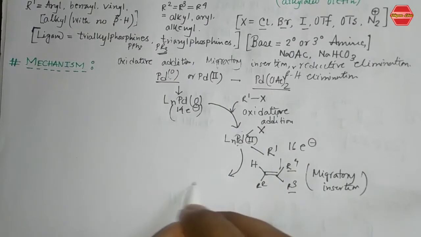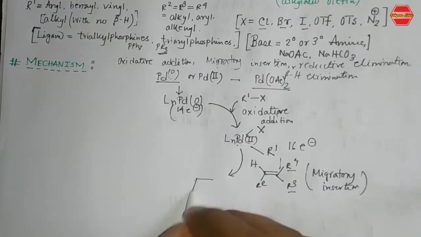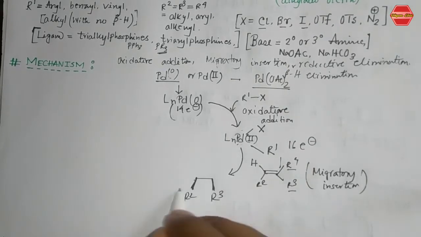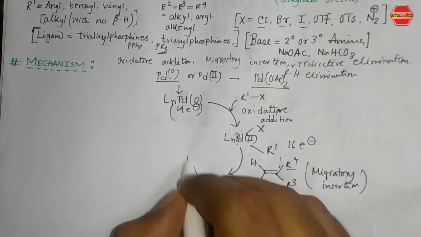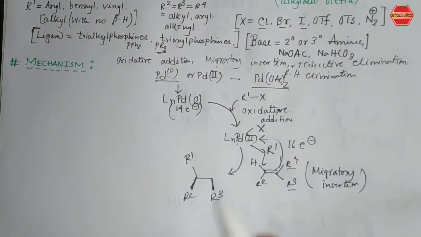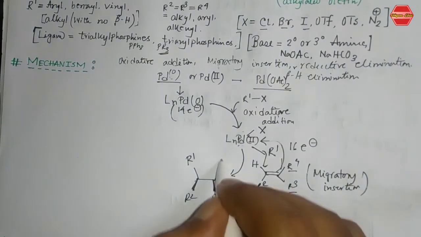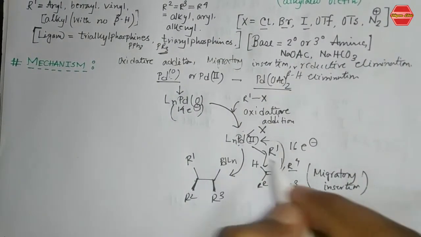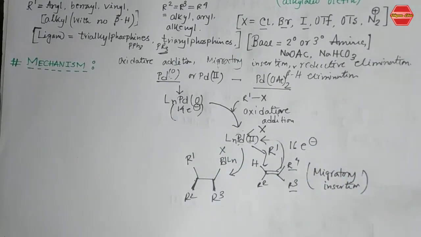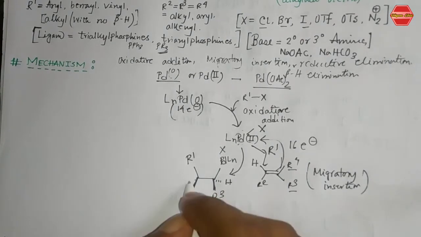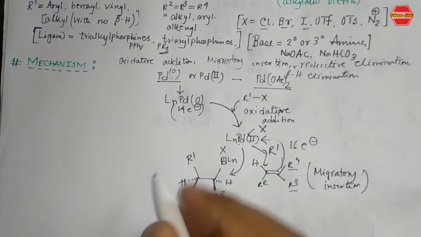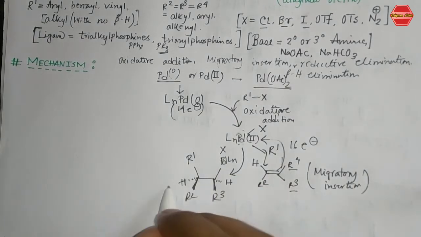In this migratory insertion step, this is your R2 and these two are on the same side. So we can write that these two are in the same plane. Now this R1 will attack over here, and this bond will attack over here. So we can write this palladium as palladium Ln, along with this X. And here we have the hydrogen, and these two hydrogens are on the same side. So we get this. Now this is your carbon-carbon single bond.